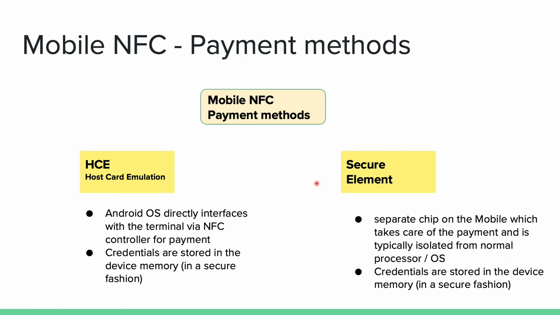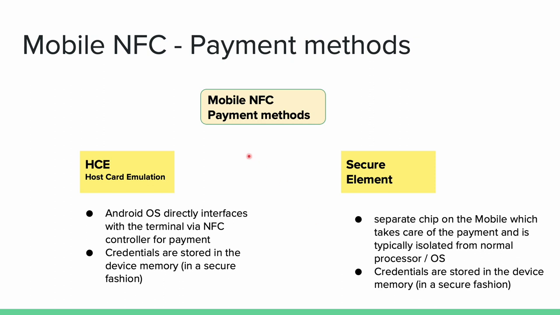The second category is secure element based. In this secure element, there is a separate chip or a processor on the mobile device which takes care of the payments. It is isolated from the normal processor which takes care of the day-to-day activities or the other apps. The secure element also stores the payment credentials in a secure fashion.